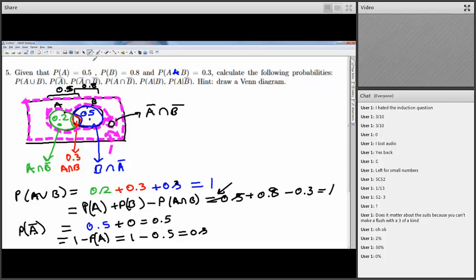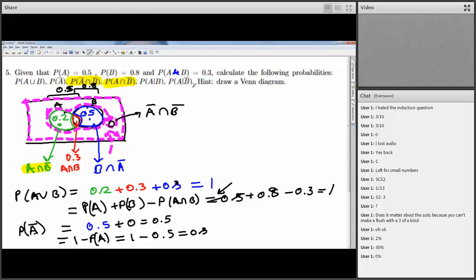For the next two parts requested: what's the probability of not A and not B? Well, we can see from our picture that that's going to be nothing, since nothing is on the outside. And what's the probability of A and not B? We worked that out already as being 20% or 0.2. So those ones we can read off from our picture straight away.